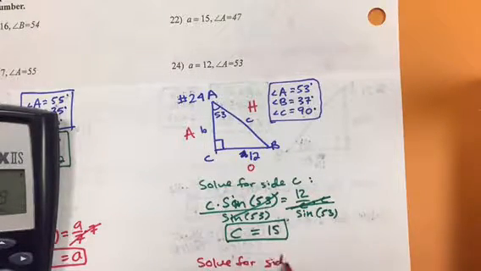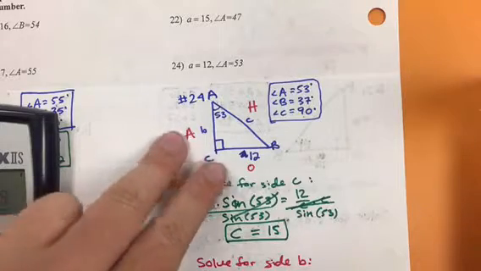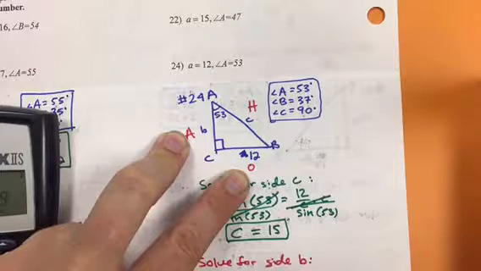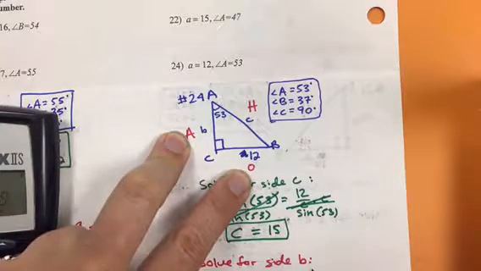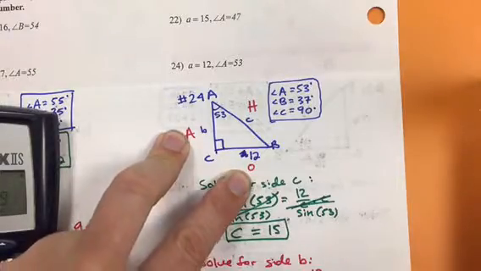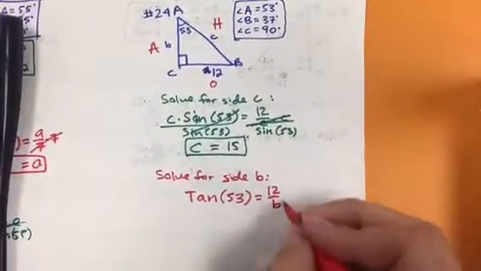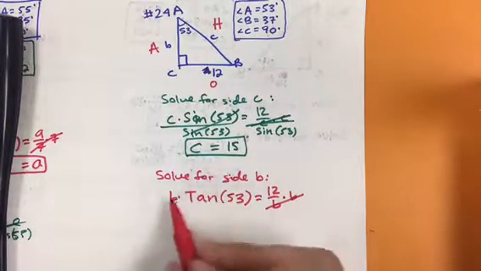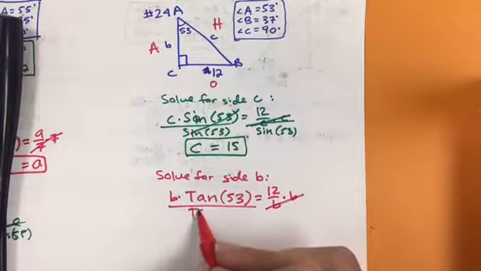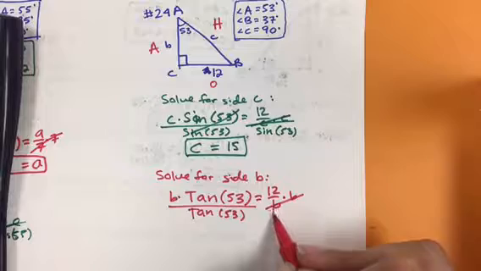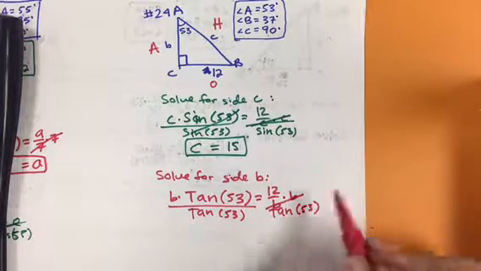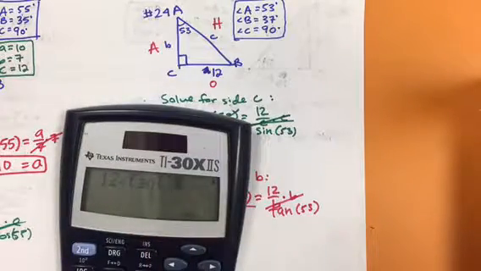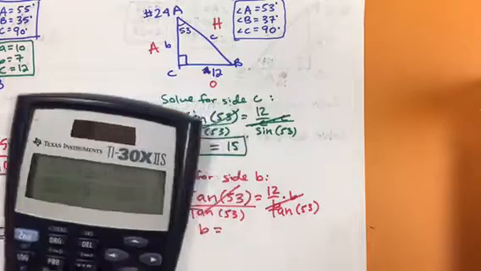Solve for side B. That means I'm using O and A. That's tangent, O over whatever letter is with the A. Get rid of the denominator. I cannot enter this into my calculator, so I need to get B by itself still. Divide by tangent. And B equals 12 divided by tangent of 53, 9.